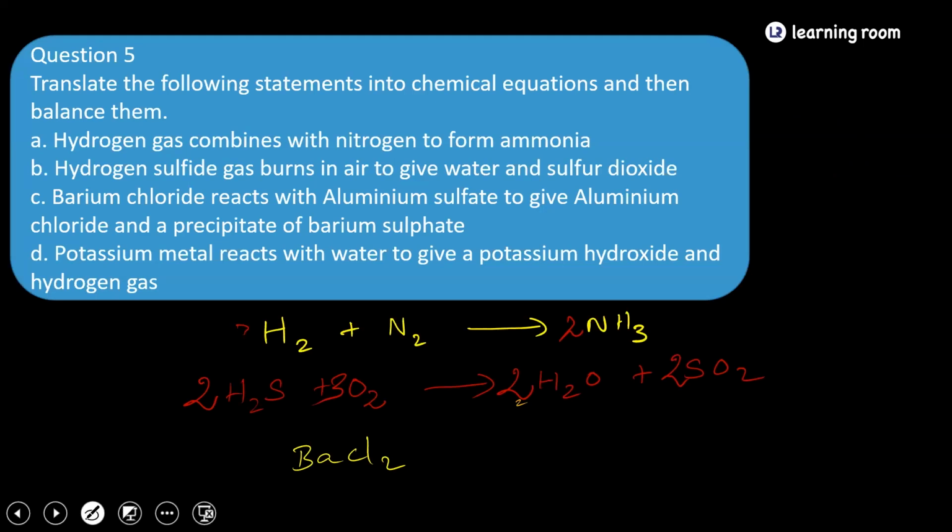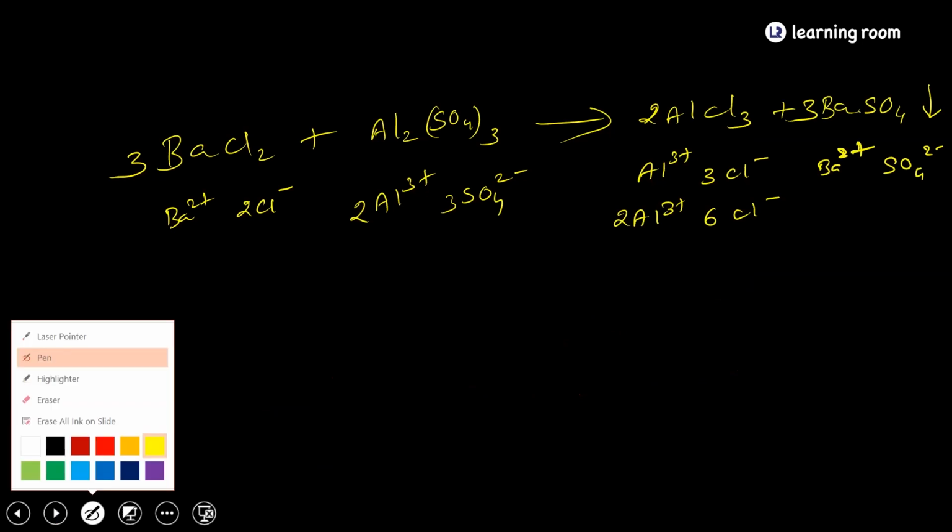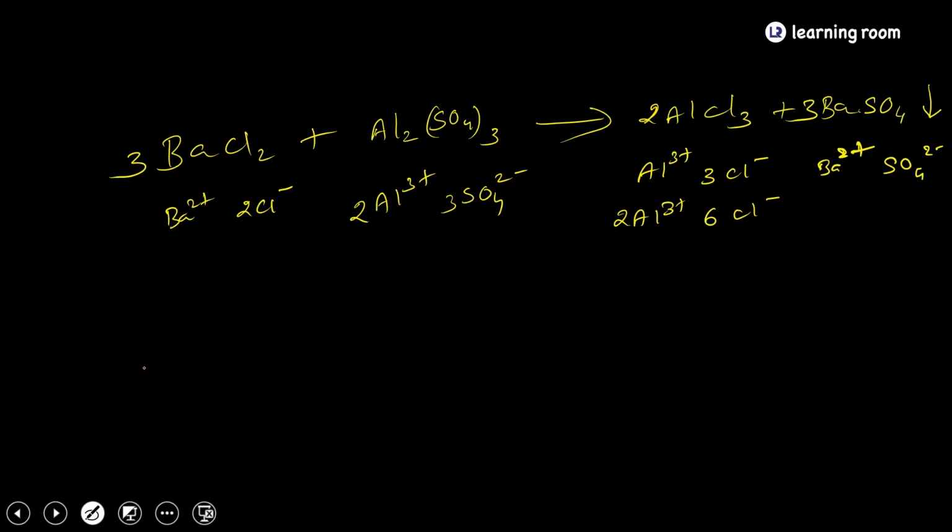Potassium metal reacts with water to give potassium hydroxide and hydrogen gas. So what metal? Potassium metal, solid, reacts with water, it gives potassium hydroxide and hydrogen gas.